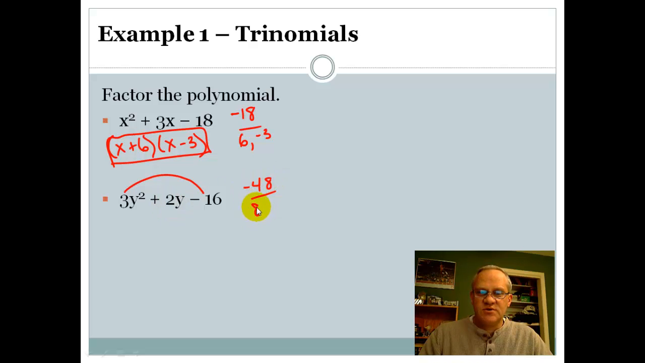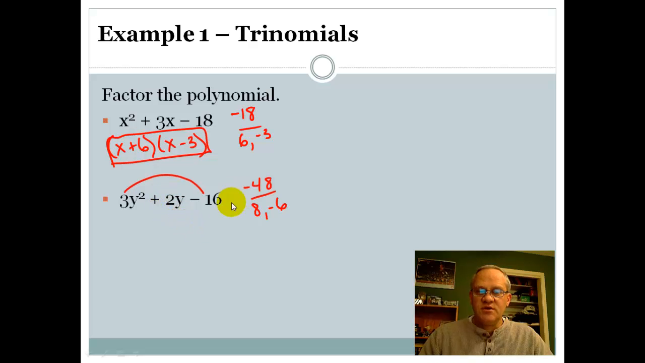And in this case, it's going to be 8 times a negative 6. 6 times 8 is 48. One of them has to be negative. When I add them, 8 plus a negative 6, that gives me my 2. The difference here is we can't just plug them right into the parentheses like we did earlier.